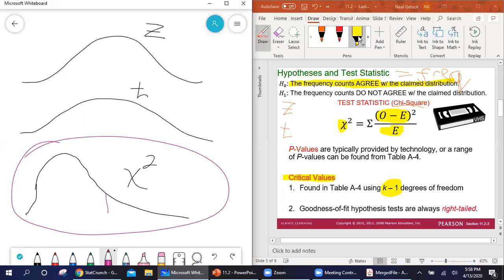And we're always going to be looking at the right tail. We don't have to worry about left tail, right tail, or two tail. It's always that weird stuff is over on the right side. Always, always, always.